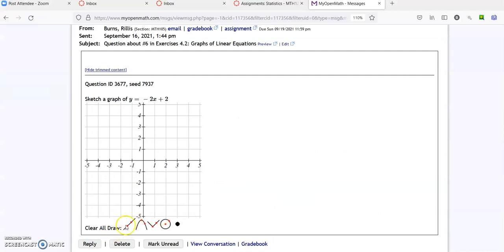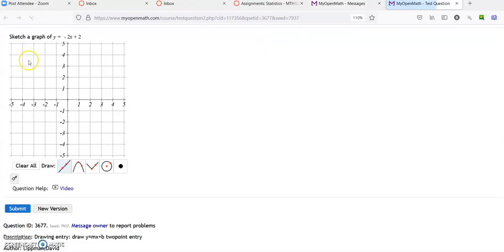So you grab this line function here, you plot 2, your y-intercept 2, and then you go down 2 over 1. You're only supposed to plot 2 points, okay? All right?